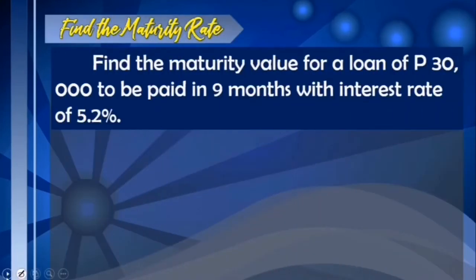Let's have an example. Find the maturity value for a loan of 30,000 to be paid in 9 months with interest rate of 5.2%. Here we are looking for the maturity value given the principal value of 30,000. Time, which is 9 months, and to convert months in terms of years, we need to write this in the form of 9/12, where 9 represents 9 months and 12 represents 12 months.